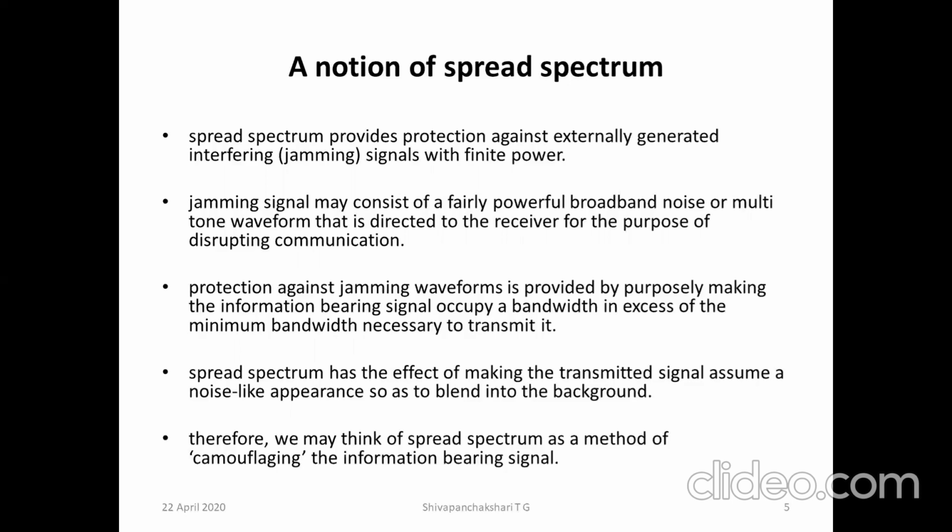The protection against a jamming waveform is provided by purposely making the information bearing signal occupy a bandwidth in excess of the minimum bandwidth necessary to transmit it. So in spread spectrum, it is required to spread the bandwidth of the information signal over a wide range that is more than required, in excess. The bandwidth of this particular information signal will be much more than the bandwidth of the interfering signal. So we have to sacrifice bandwidth so that extra security and privacy is offered.